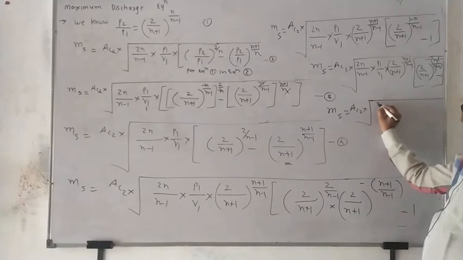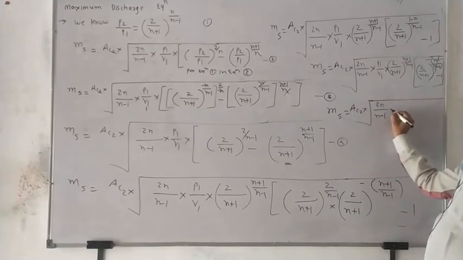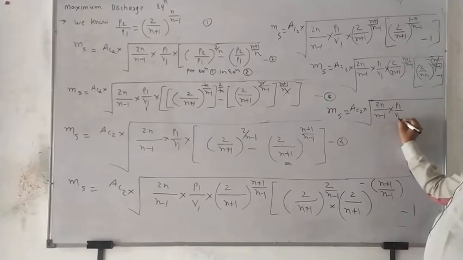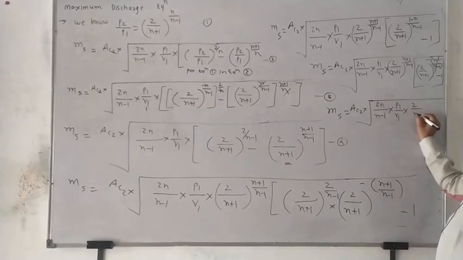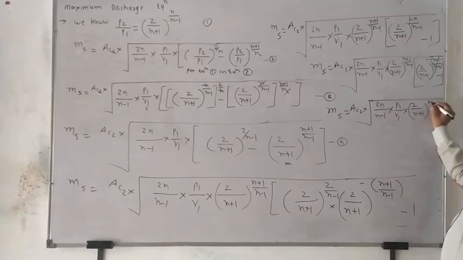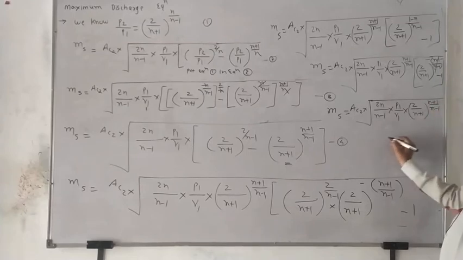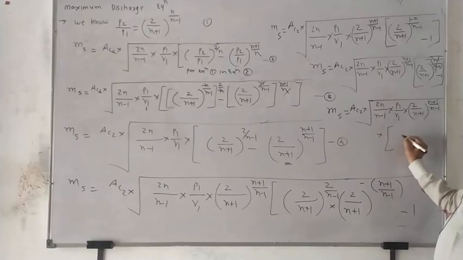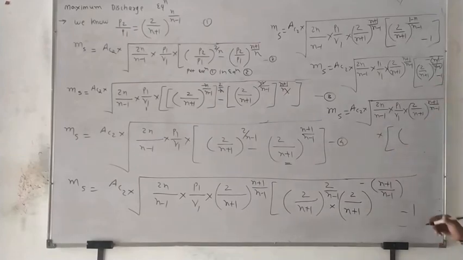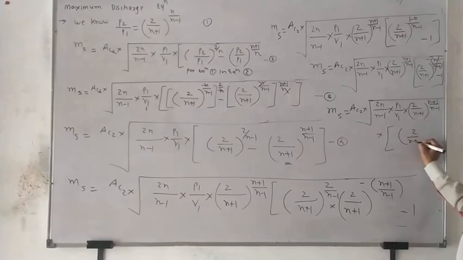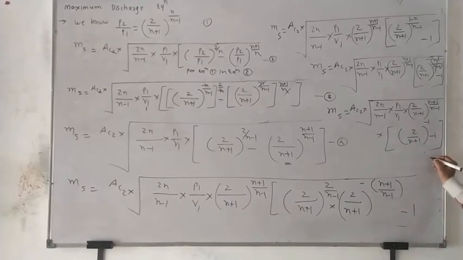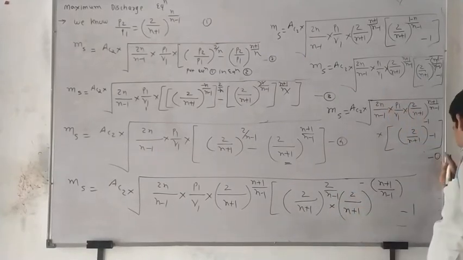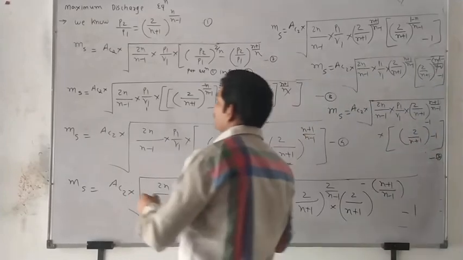under root twice n minus 1 into P1 V1 into these [2 upon n plus 1] to the power n plus 1 minus n minus 1 into, this term is also under root bracket. Tell me what is remaining? Correct? 2 upon n plus 1 to the power minus 1 minus 1 bracket. Okay, suppose I call this equation number 4. Okay, so then further, not 4, this is the 5.